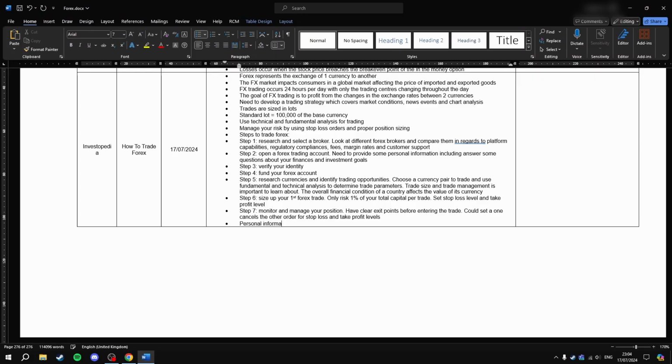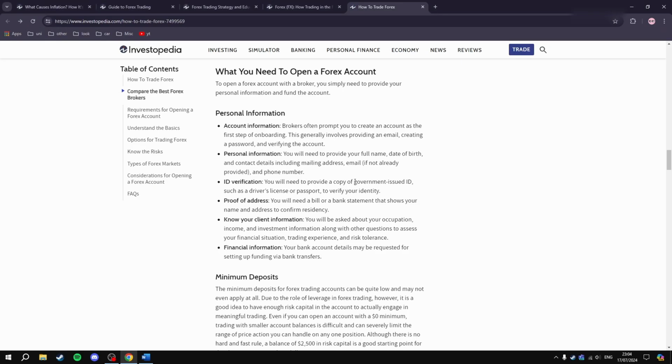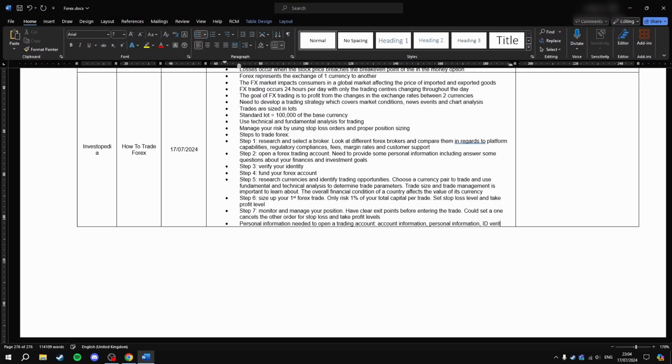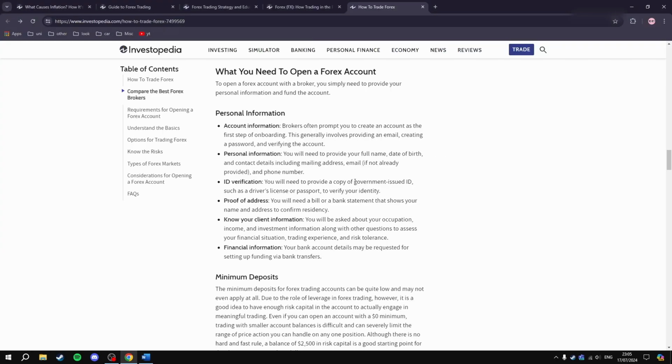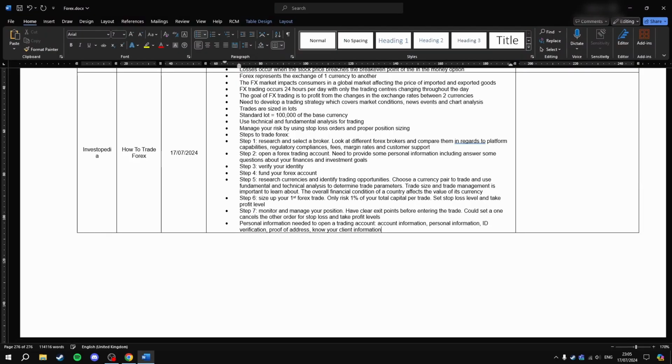Personal information needed to open a trading account: account information, personal information, ID verification, proof of address, know your client information, and financial information. Cool.